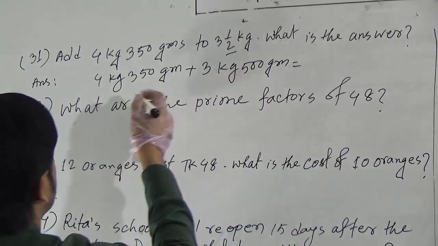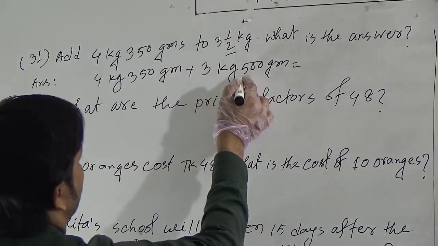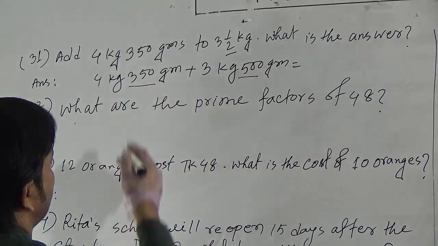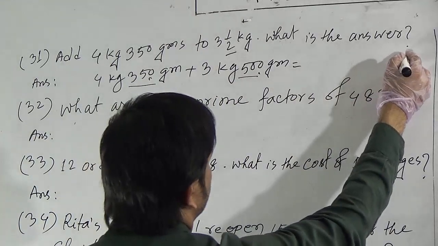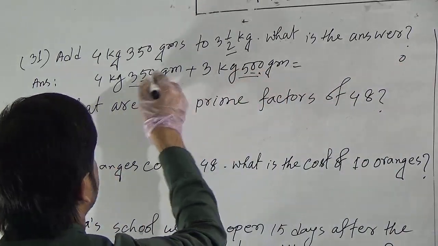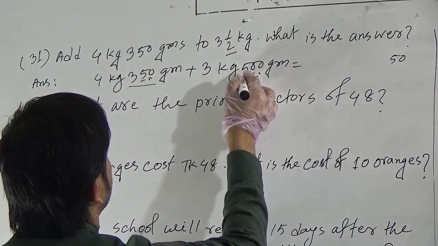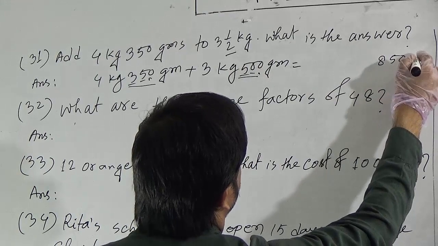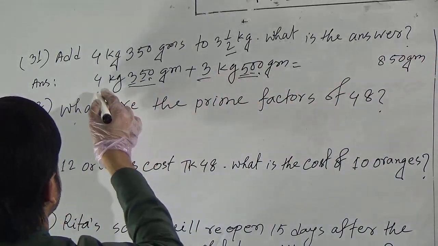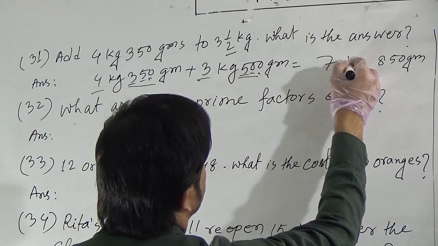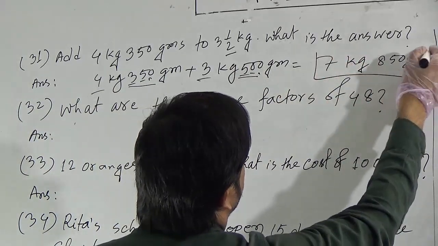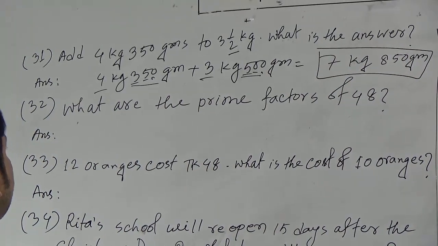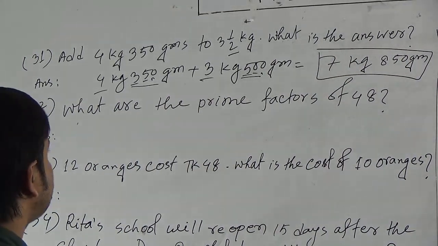So if we add these two, we will get 500 grams and 350 grams. 0 and 0 will be 0. 0 and 5 will be 5. 5 and 3 will be 8. It means 850 grams. Here is 3 kg, here is 4 kg. It means 7 kg. So our required answer is 7 kg, 850 grams.